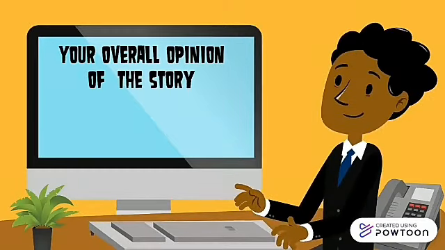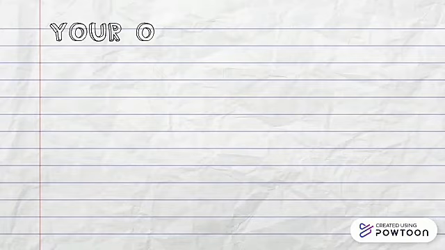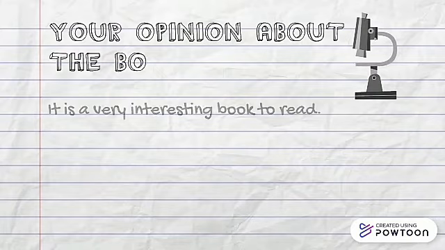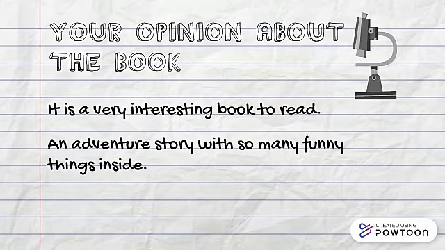So what we have to write next is our opinion about the story. Still confused? Okay, I give you an example. You can write something like this. It is a very interesting book to read, or just say this is an adventure story with so many funny things inside. Voila! There you go, guys. Those are the information that we need from the book.